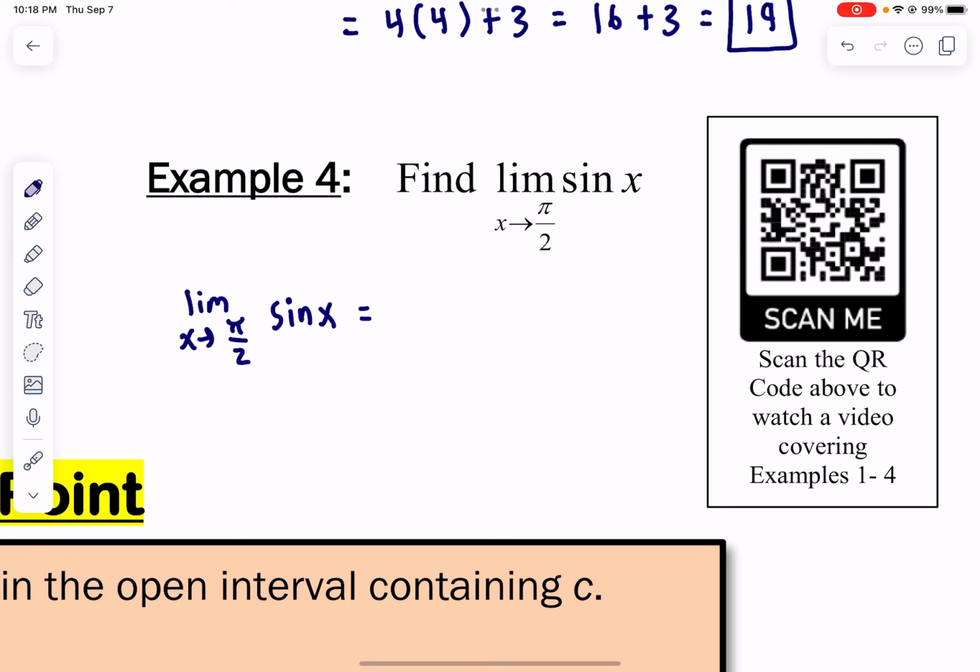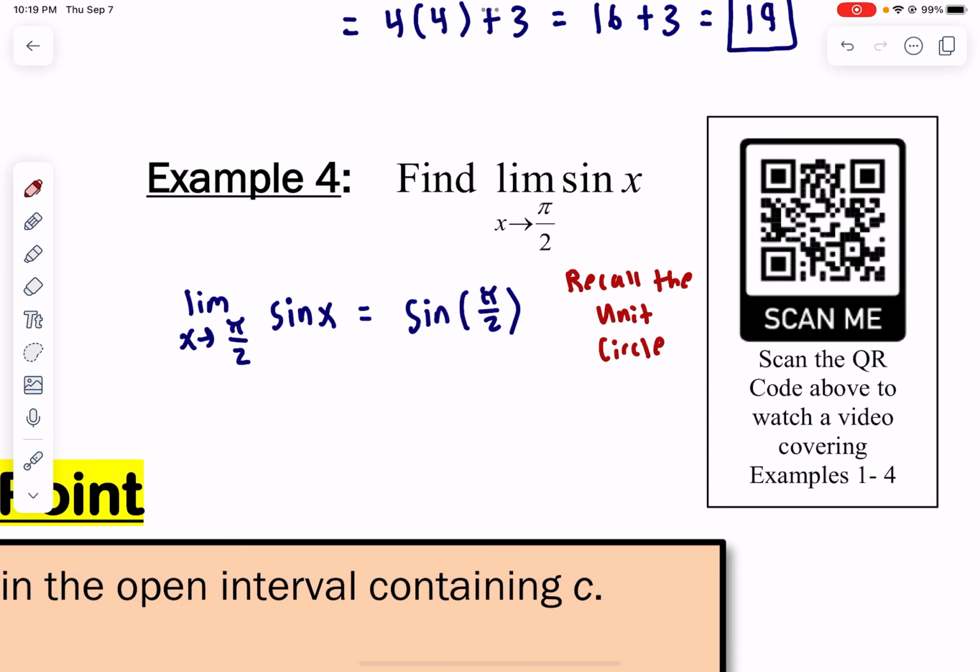And then, according to our properties, we can just plug in pi over 2 for x. So we have this equal to sine of pi over 2. And then this is where you actually have to recall the unit circle. Okay, so you have to recall the unit circle.